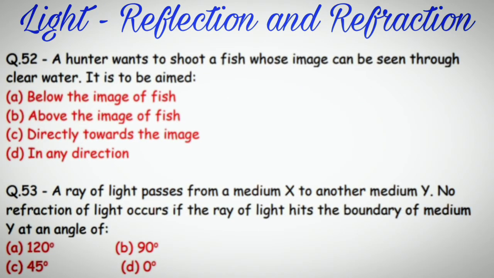Next question comes here. A hunter wants to shoot a fish whose image can be seen through clear water. It is aimed to be option A below image of fish, option B above the image of fish, option C directly toward the image, option D in any direction. And the correct answer is below the image of fish.